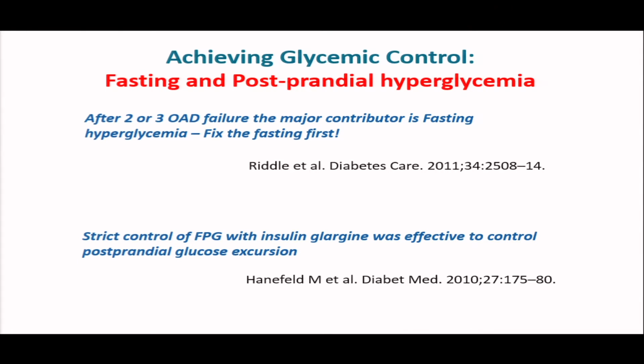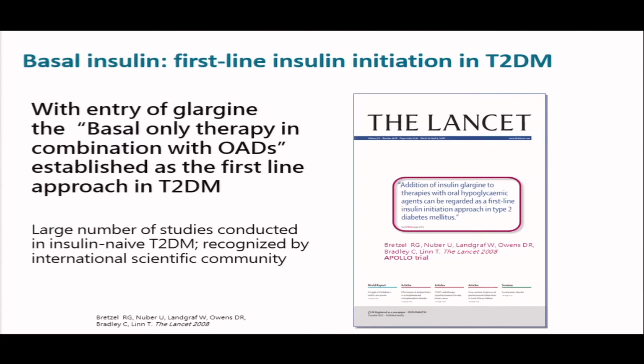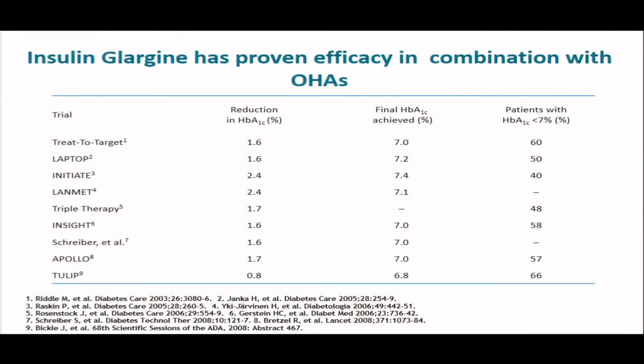And don't just listen to me. According to my friend and colleague Matt Riddell, after 2 to 3 oral agent failures, the major contributor is fasting hyperglycemia. Let us fix fasting first. Strict control of fasting blood sugar with insulin glargine is effective to control some PPGs, especially when started sooner rather than later. The Lancet itself says, with entry of glargine, the basal-only therapy in combination with orals is established as a first-line, physiologic, safe, effective way to treat hyperglycemia and bring our patients to goal.